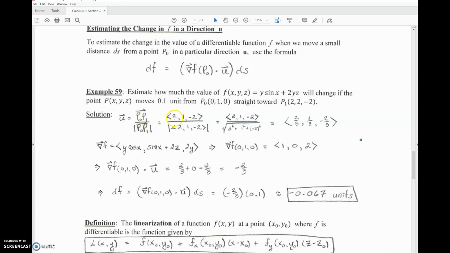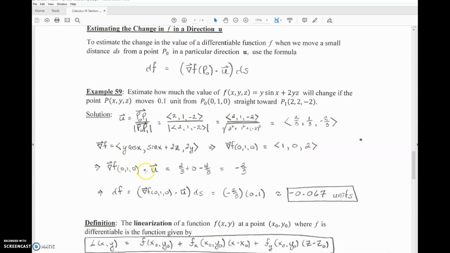So the vector P naught to P1 is 2 minus 0 is 2, 2 minus 1 is 1, and minus 2 minus 0 is minus 2. So it's clearly not a unit vector. We'll make it a unit vector by dividing it by its length. Now the direction that we're following the tangent line is 2/3, 1/3, and minus 2/3. So I take the gradient of f and evaluate it at the point where we're moving from, and I get 1, 0, 2.